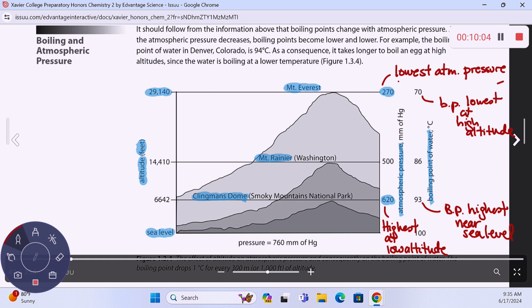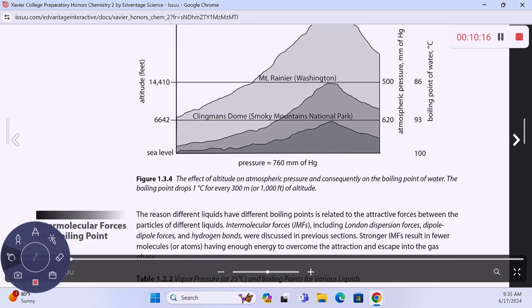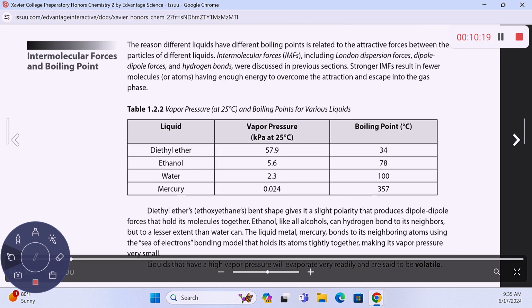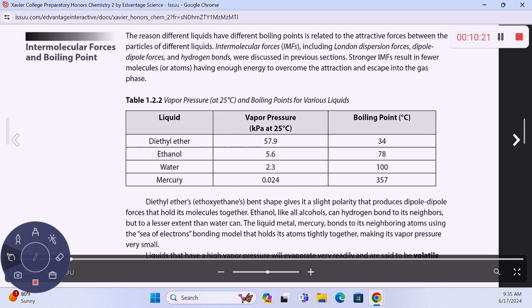All right, let's take a look at intermolecular forces and boiling point. So intermolecular forces is going to greatly affect the boiling point of substances. Let's take a look at a few here. Here we've got diethyl ether, ethanol, and water. I'm not going to focus so much on mercury. Mercury is going to have metallic bonds. We don't really talk that much about things like that.